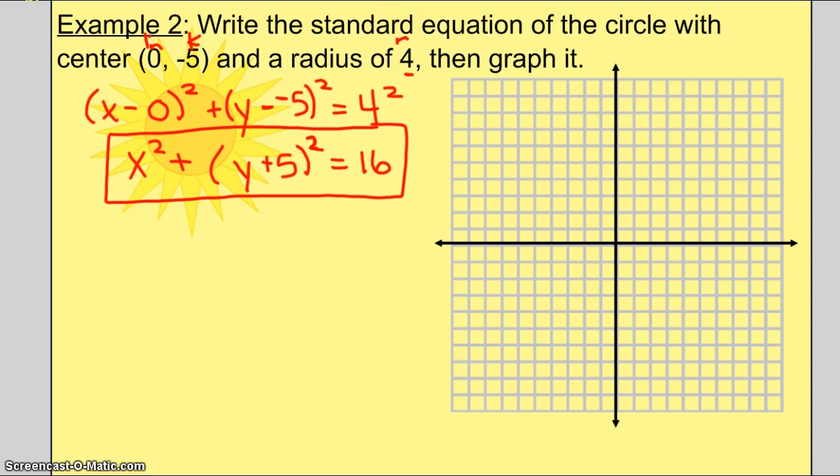Then you have to graph it. So we start with, we know our center is at 0, -5. So I'm going to go ahead and plot that point. Okay. And then my radius is 4. So I'm going to go 4 out in all directions. I'm going to go 4 to the right, 4 up, 4 to the left, and 4 down. And then I'm going to draw in a circle.